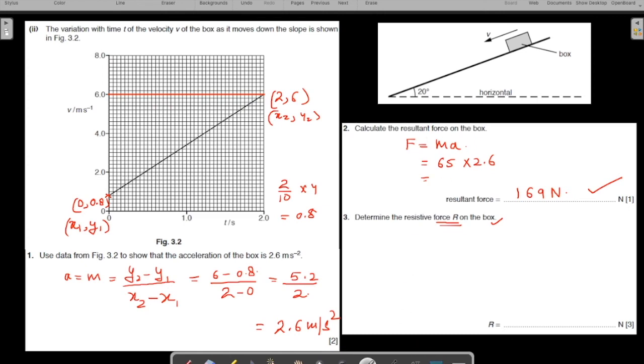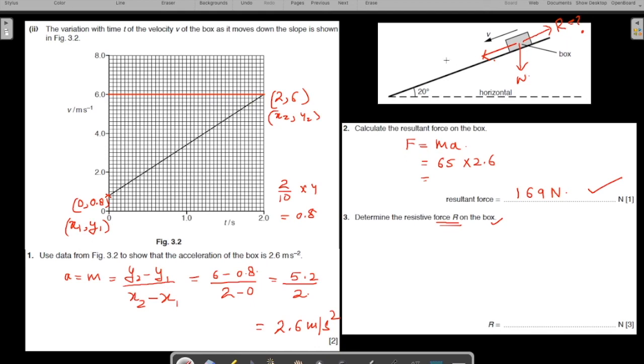So let us mark all the forces acting on the box. Here, one of the forces is the weight acting downwards. And the other force which is given here is the resistive force. This is what you have to find out. So let us find the resultant. Let us find the component of W in this direction, down the slope. What is the component of W down the slope?